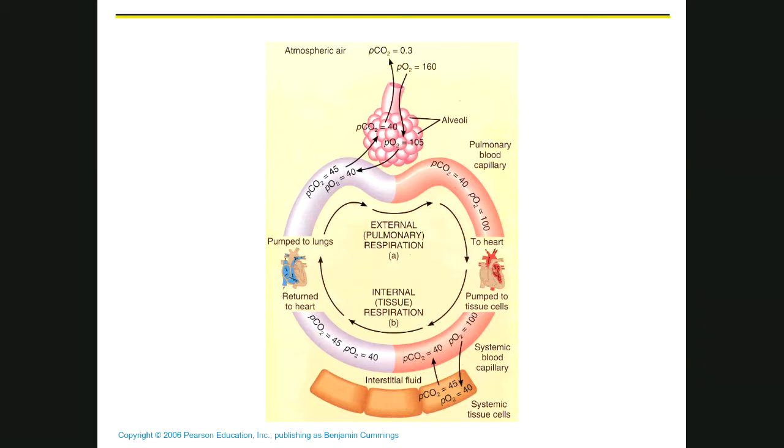So we have external respiration at the lungs. It's between air and blood. Air and blood. And then we have internal respiration at the tissues. And it's between blood and cells, blood and the tissues.